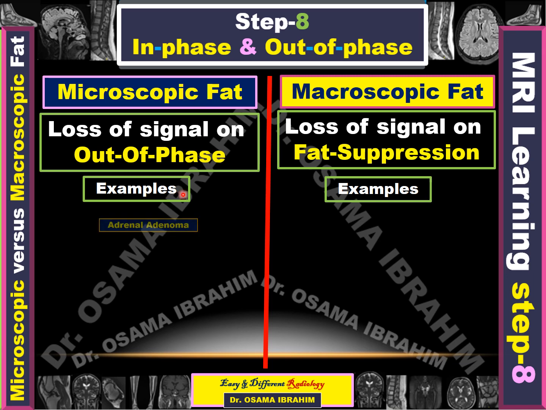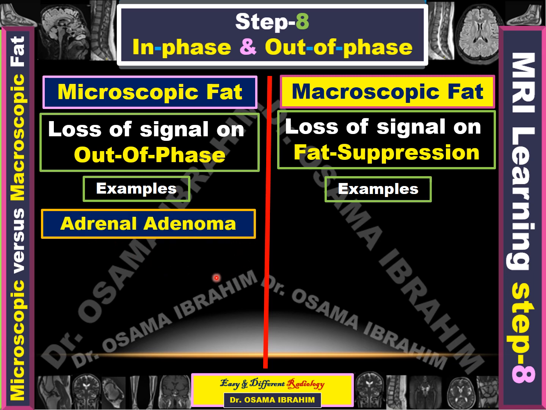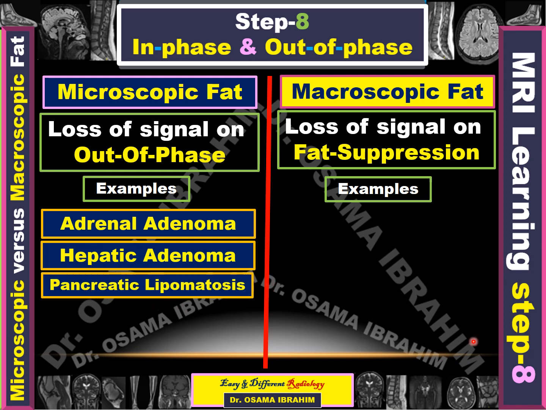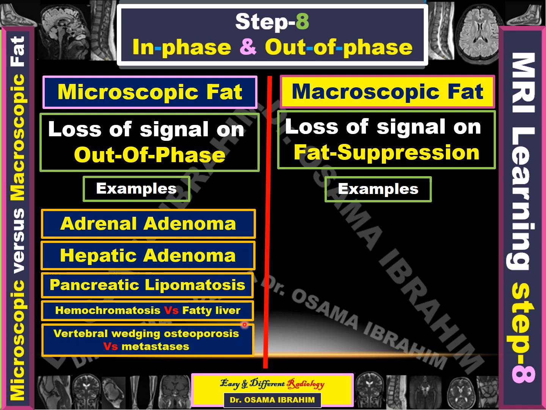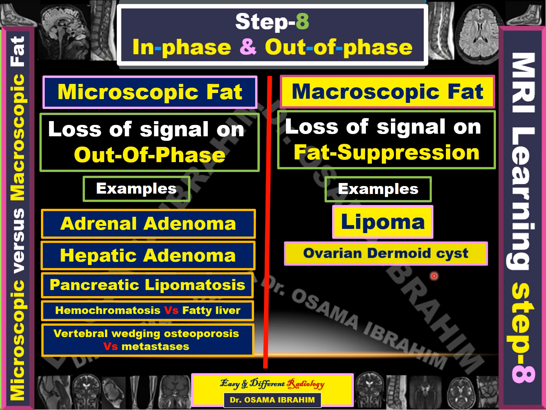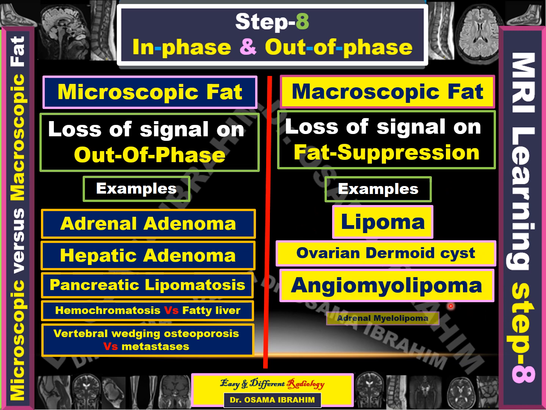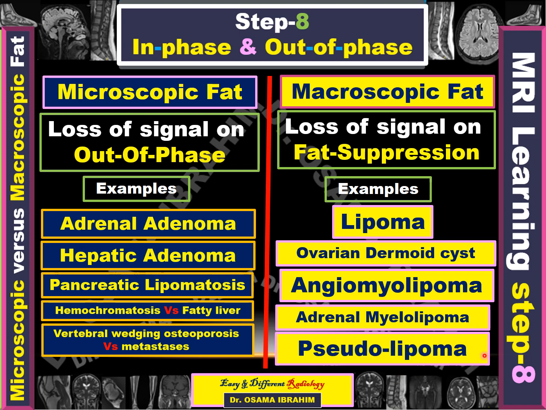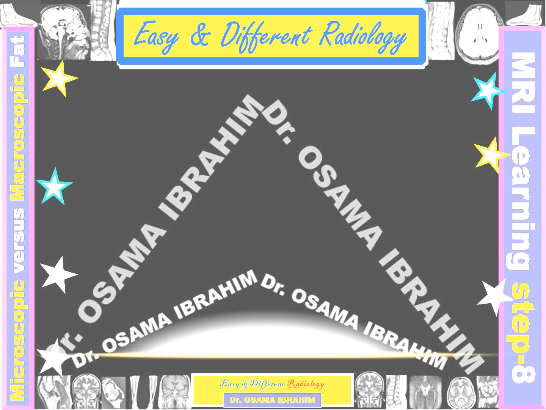Examples for microscopic fat, as we mentioned in our presentations: adrenal adenoma, hepatic adenoma, pancreatic lipomatosis, hemochromatosis versus fatty liver, and vertebral wedging osteoporosis versus metastasis. And examples for macroscopic fat: lipoma and other lipoma-like lesions such as dermoid cyst, angiomyolipoma, adrenal myelolipoma, and the pseudolipoma of Glisson's capsule.